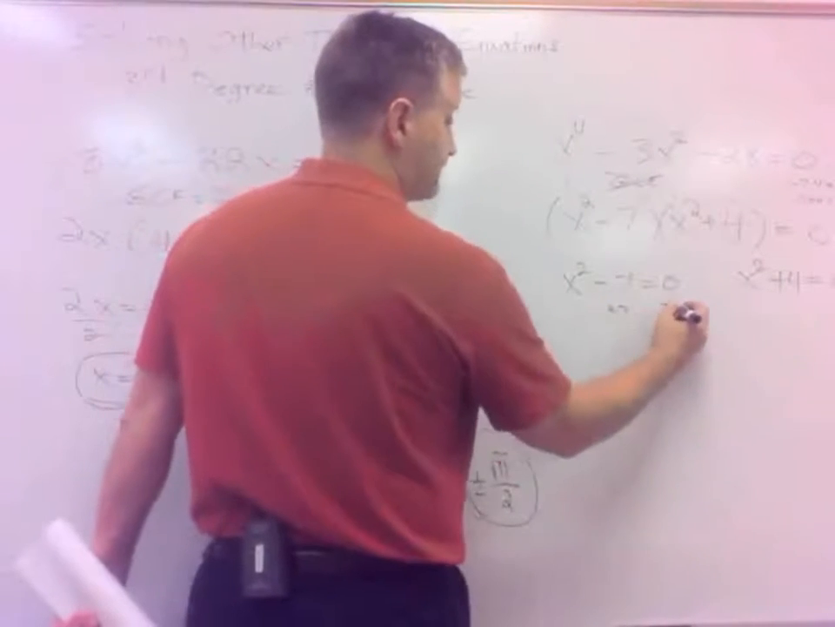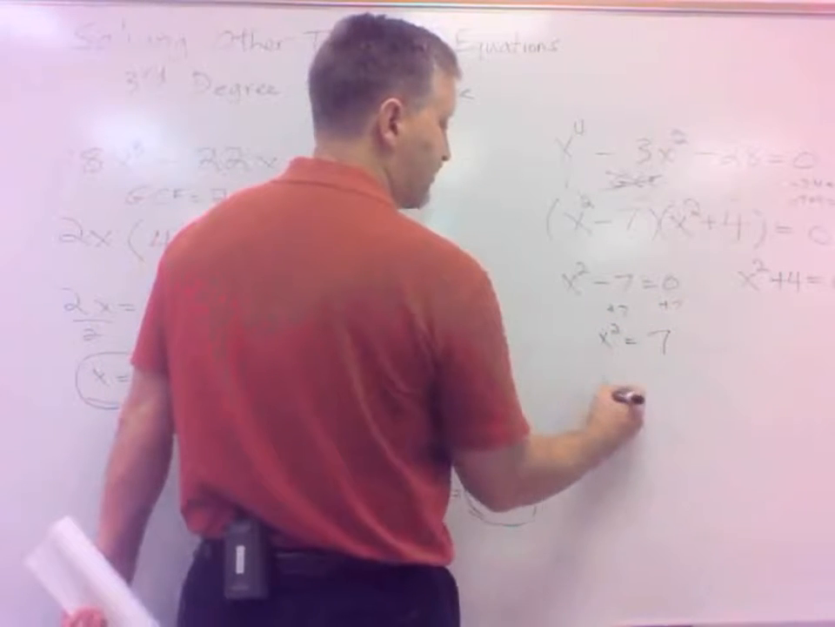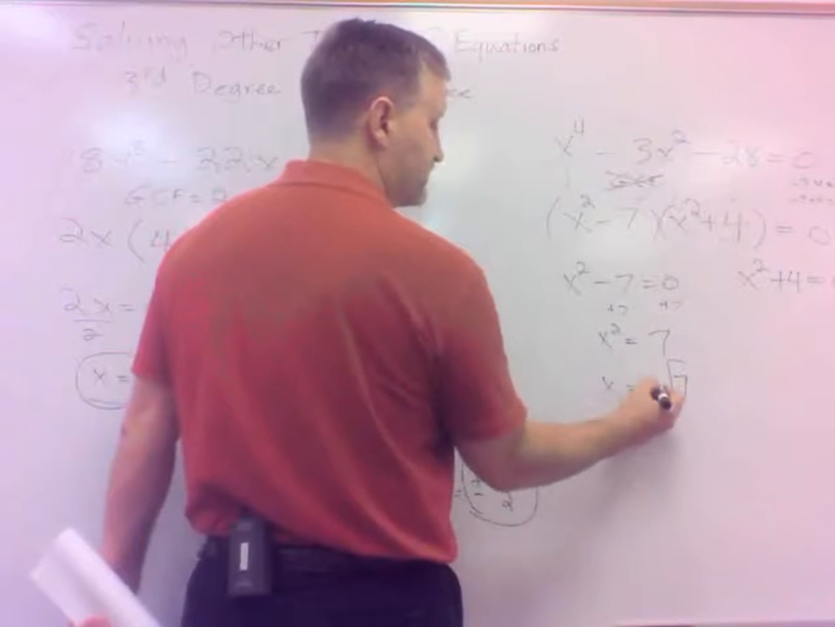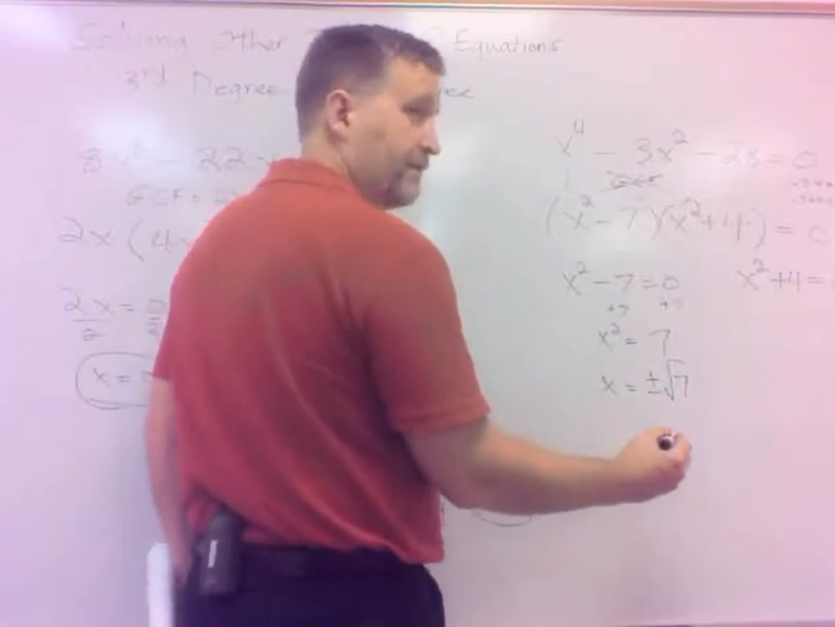Add the 7. So I have x squared equals 7. Square root both sides, so I have square root of 7 on this side. X equals square root of 7. This side could be plus or minus, though. Square root of 7. Okay? With me on that.